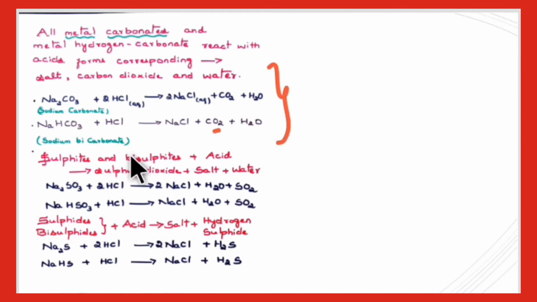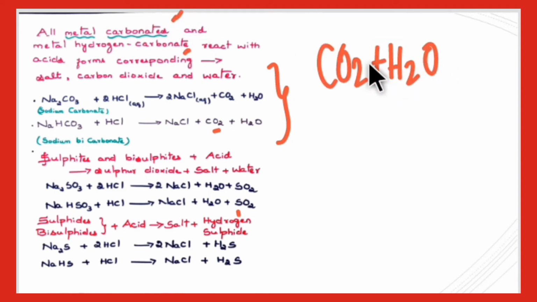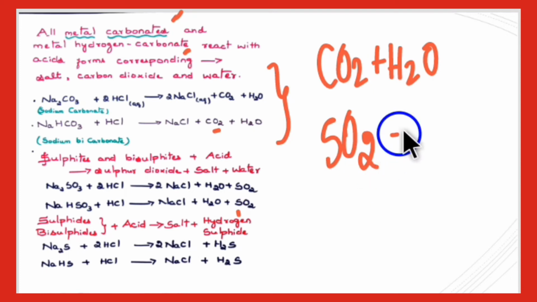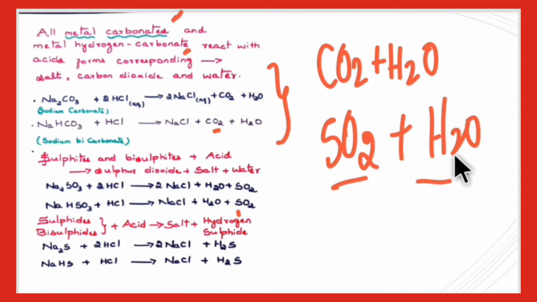Next, moving to how acids react with sulphite and bisulphite. When acids react with sulphite and bisulphite, they give sulfur dioxide plus the respective salt and water. The gas which is released is sulfur dioxide. Just remember, very easy: whenever you hear about carbonate, carbon, they give carbon dioxide and water. Whenever you hear about sulphites, bisulphites, the main gas released is SO2, sulfur dioxide, plus water, H2O. That is the difference, okay? Plus the respective salt it gives. You can practice these 2 equations.